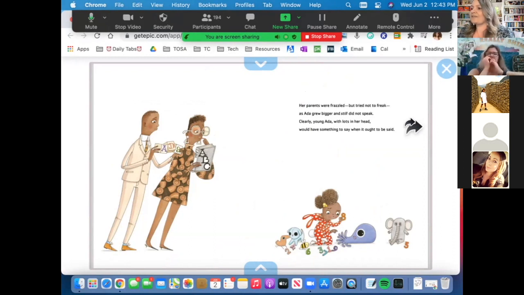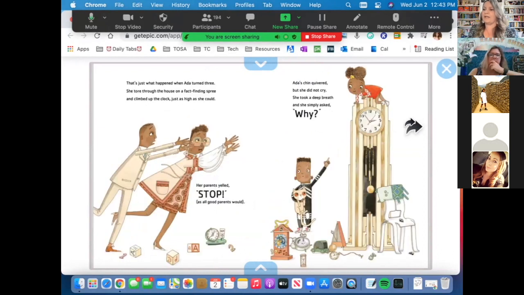Her parents were frazzled, but tried not to freak as Ada grew bigger and still did not speak. Clearly, young Ada, with lots in her head, would have something to say when it ought to be said.